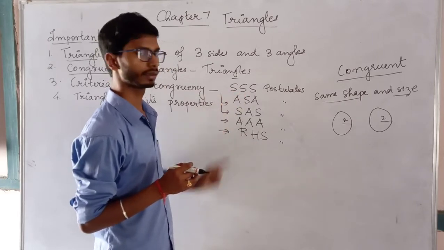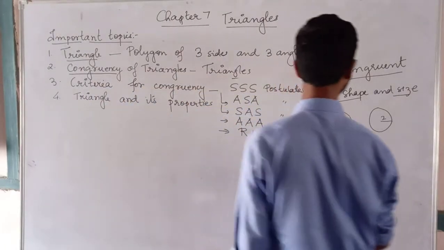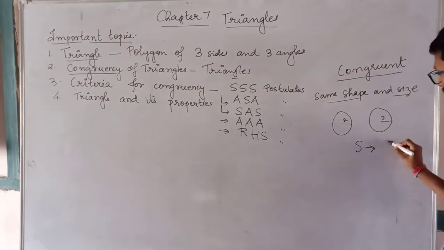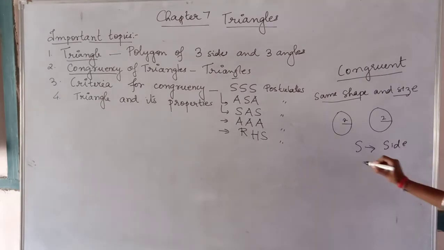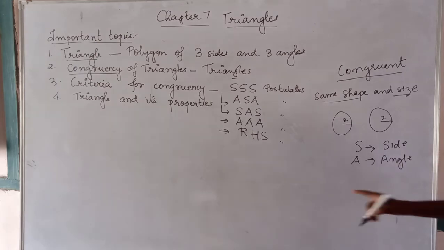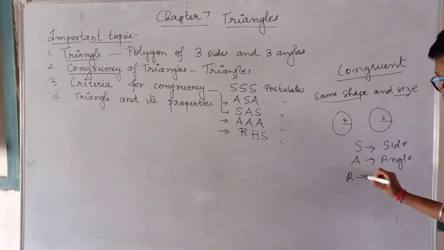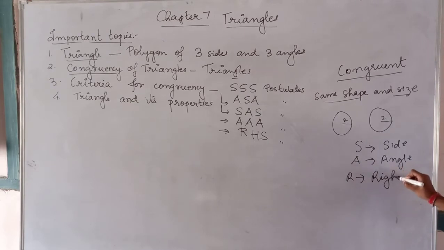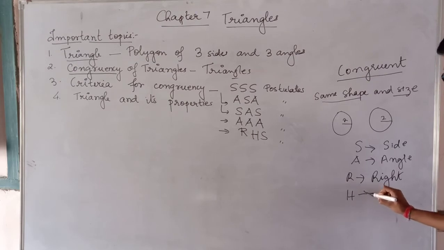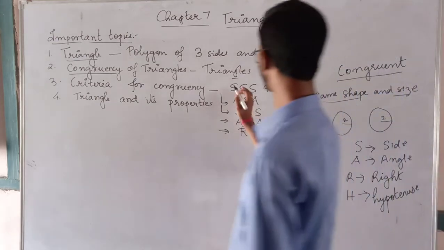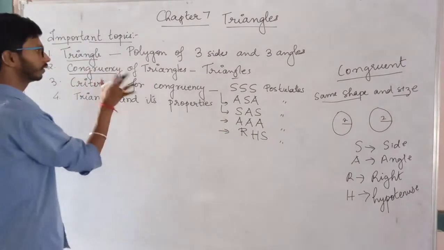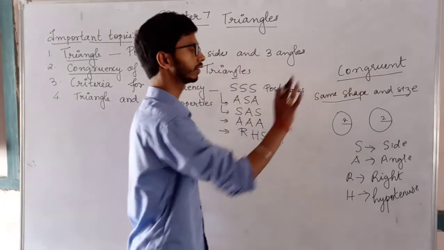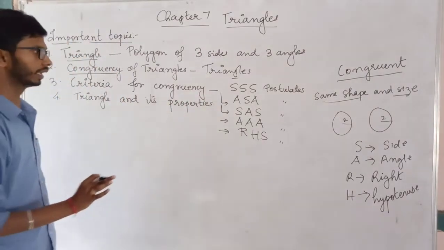Now SSS, remember here S means side, A we mean angle. Here R means right, H means hypotenuse. So these are the 5 postulates by which we can check whether two triangles are of the same shape and size or not. That means we can check the congruency. Let us deal in detail.